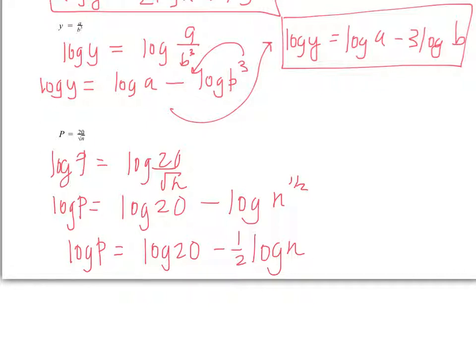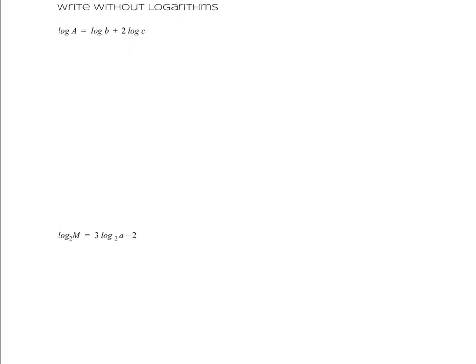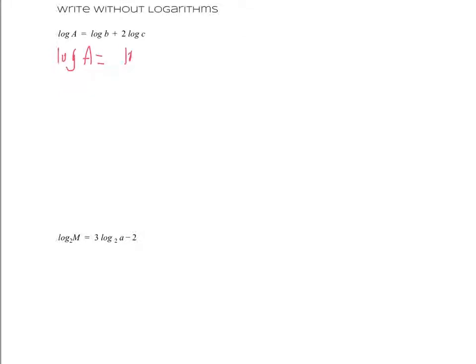Okay, so let's do one more problem. Here it says write without logarithms. So we're going to do the opposite of what we did earlier. We're actually going to use our logarithm rules. What we know is I'm allowed to rewrite some of these. I get log of a is equal to log of b plus log of c squared.